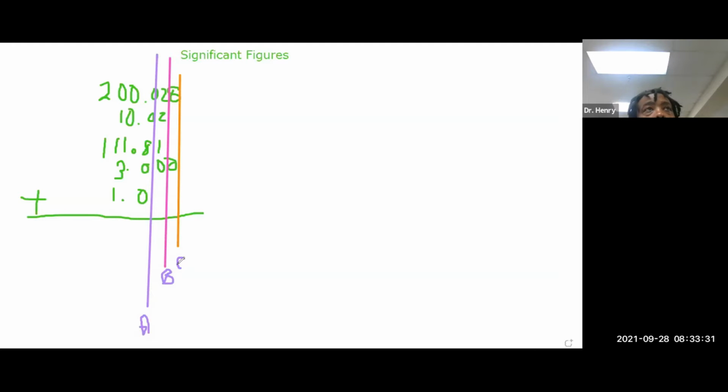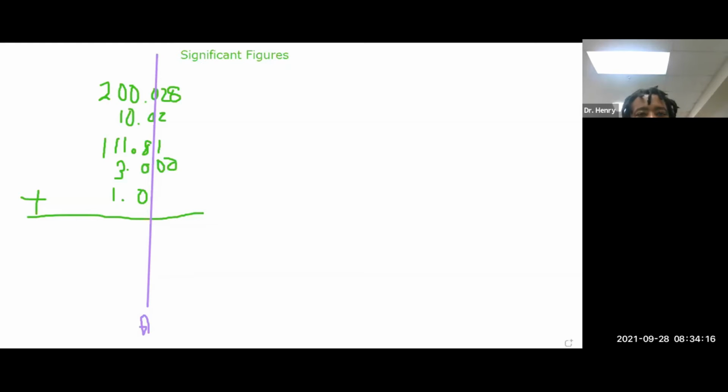Okay, since I have A, B, and C, which one is the farthest to the left? A, that is correct. A would be the furthest to the left. Another, more practical way of looking at it: which one has the least amount of significance showing? That would be A, right? Because we're not going as deep in the numbers following it. So A would have the most uncertainty associated with it. We're going to use A as our determining factor, that line right there.